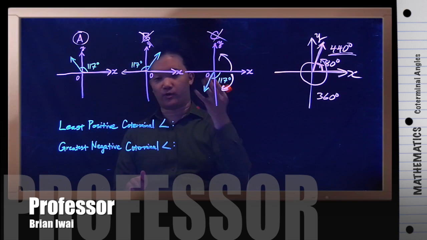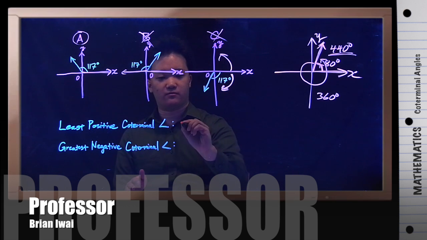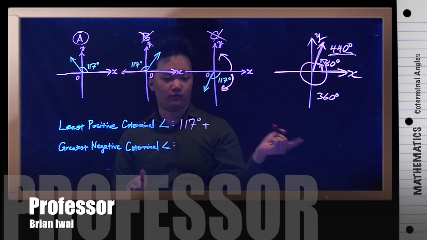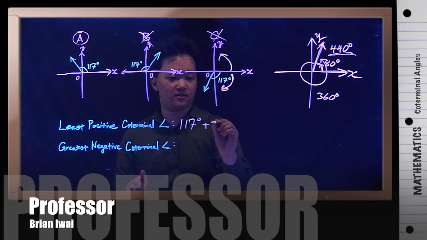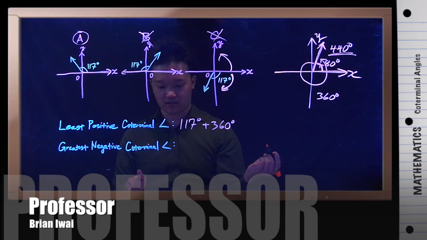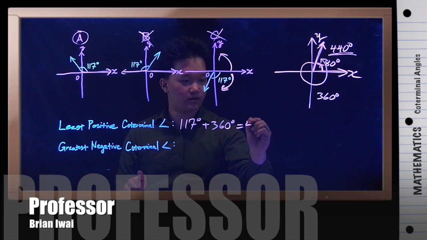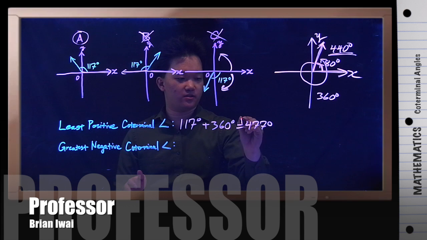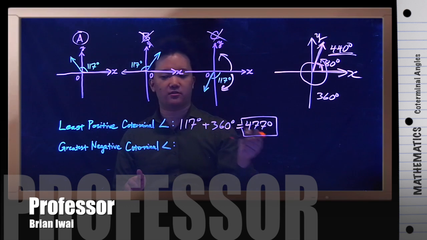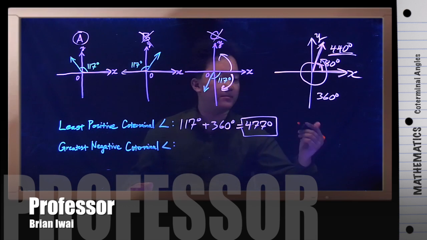So similarly with 117, all we have to do is we just get the angle 117 and we add one full rotation, or 360 degrees. So 117 plus 360 gives us an angle of 477 degrees. So this would be our least positive coterminal angle. Now, greatest negative coterminal angle, it's basically the opposite.